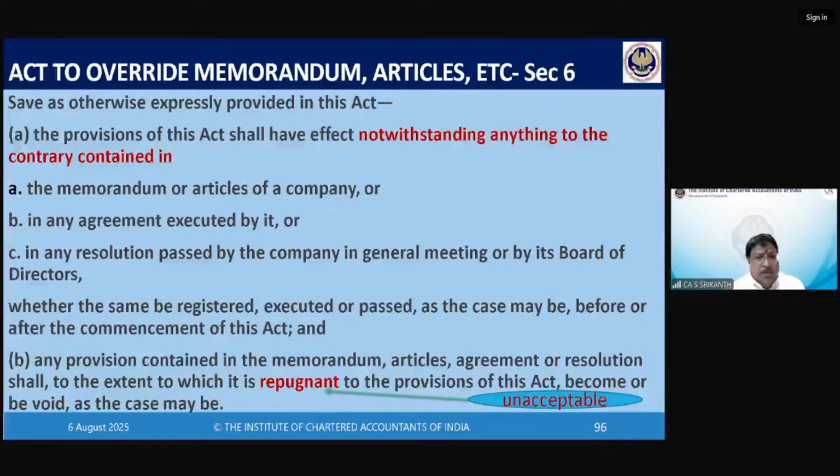You got my point? Suppose that clause, which is repugnant, which is against the Companies Act, unacceptable to the Companies Act, is the root of the contract, then that agreement itself is void.